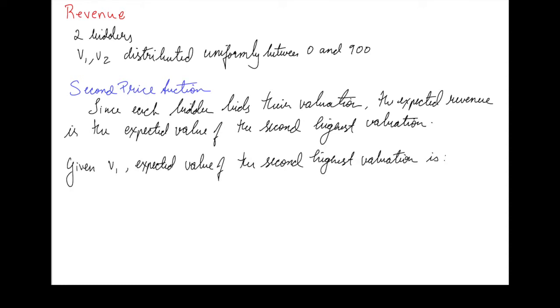So given V1, the expected value of the second highest valuation is, if V1 is the second highest valuation, so if V2 is at least as big as V1, then it's just V1. On the other hand, if V2 is smaller than V1, it's simply the expected value of V2 conditional on V2 being smaller than V1. So the expected value is this. We know what this probability is. This is the probability that V2 is less than V1, so that's just V1 over 900.